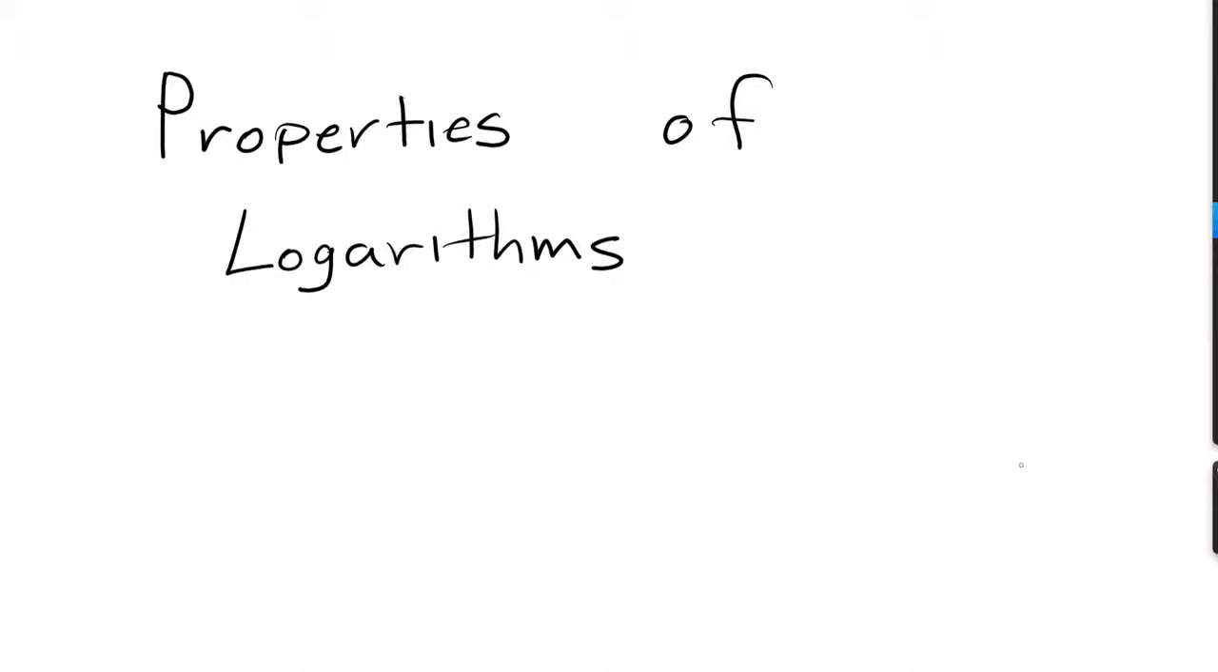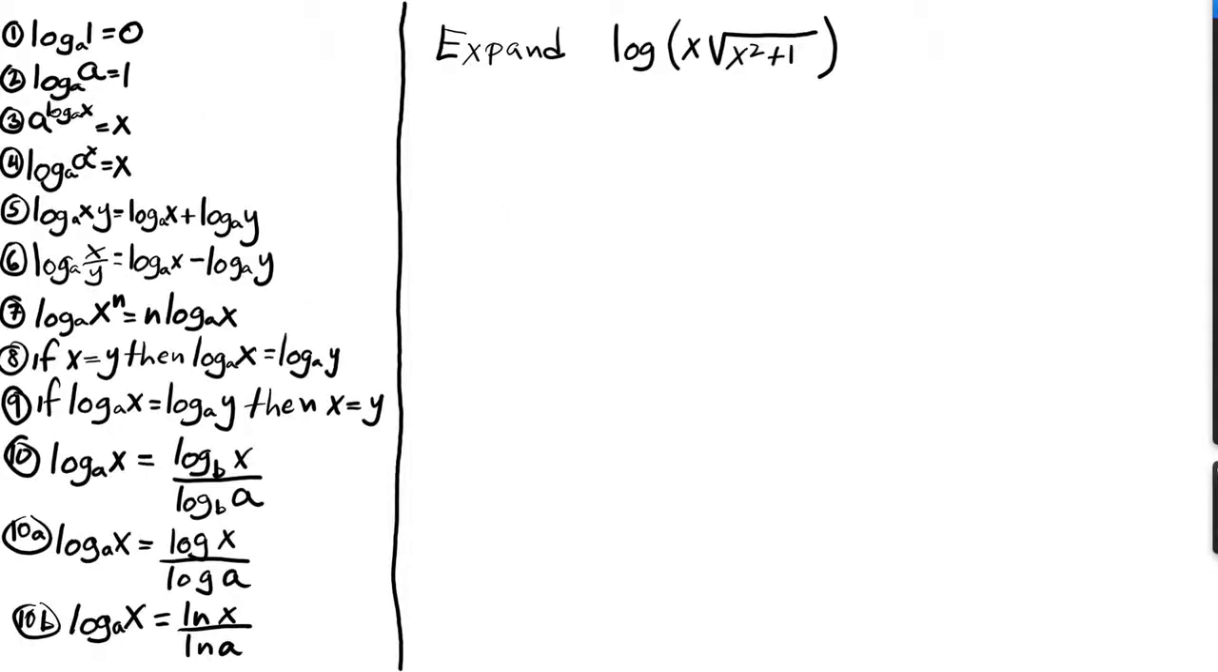Okay, in this video, I'm going to talk about the properties of logarithms and how you would use those properties to solve specific problems. What I have over here on the left-hand side are the 10 plus 2 properties of logarithms. Log of 1 to any base A is 0.